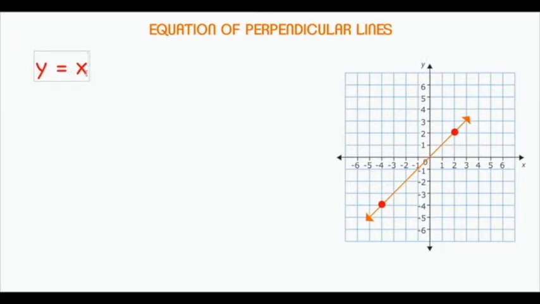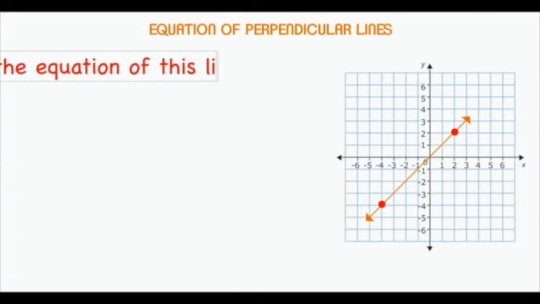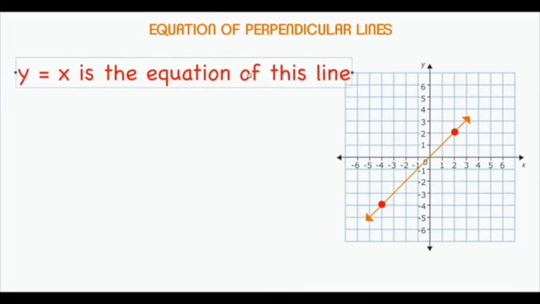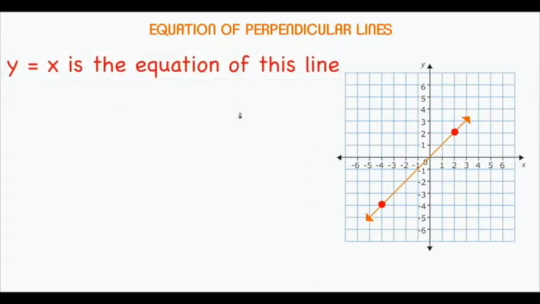Hi guys, so today we were talking about the equation of perpendicular line. First off, what is a perpendicular line? A perpendicular line is a line making a 90 degree angle, or right angle, to the existing line.